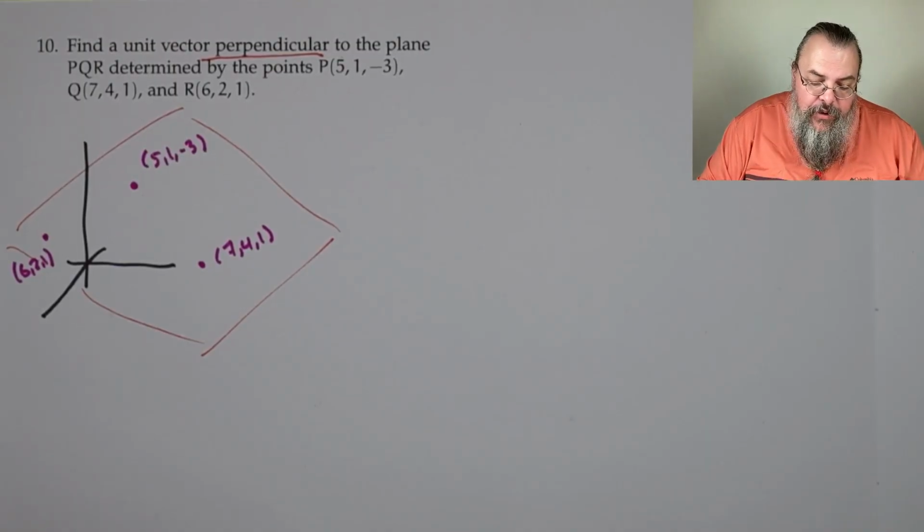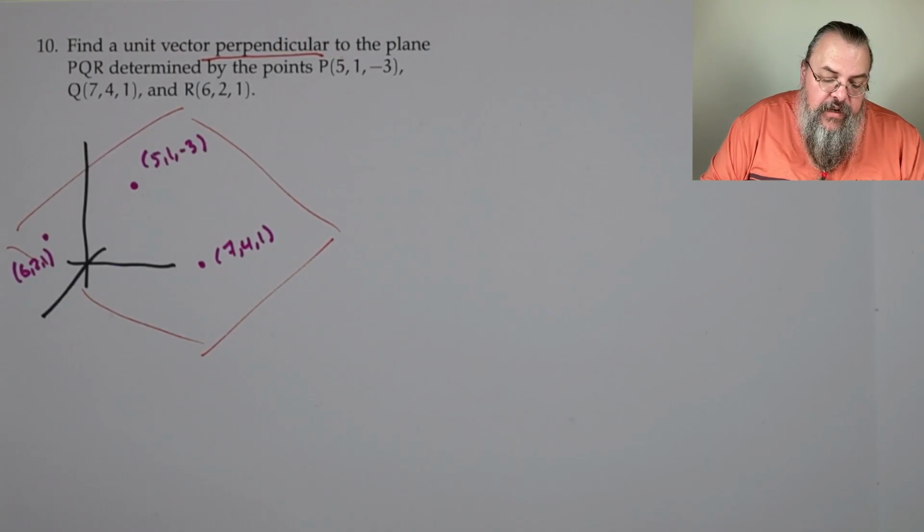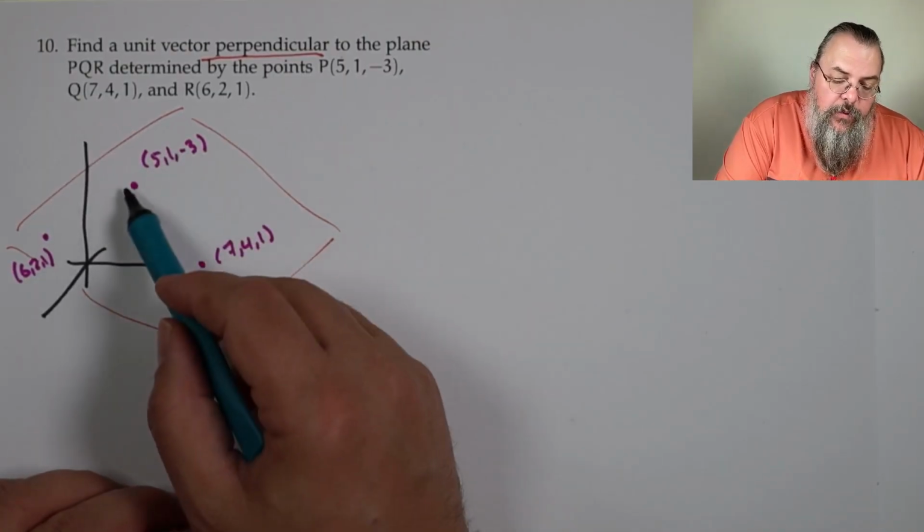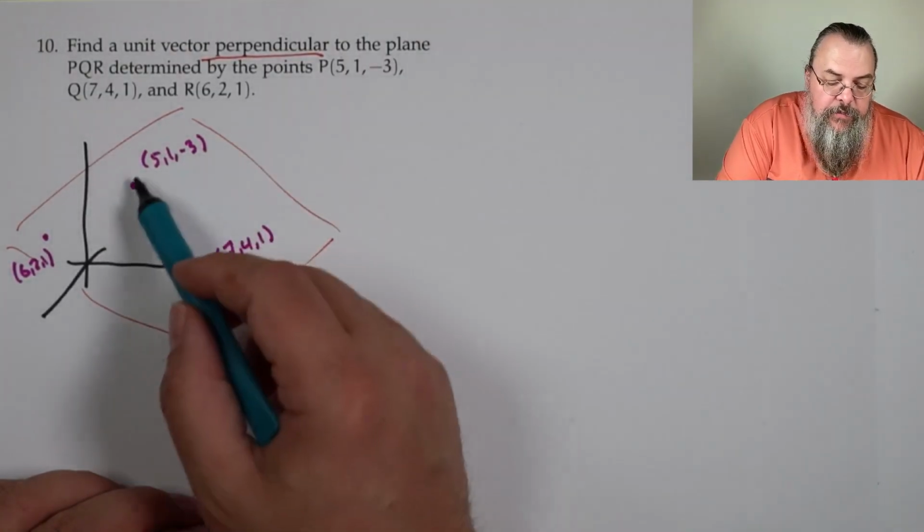So pick a point, any point, doesn't matter. I'm going to pick this 5, 1, negative 3. Now, why? Well, because it was the first point.